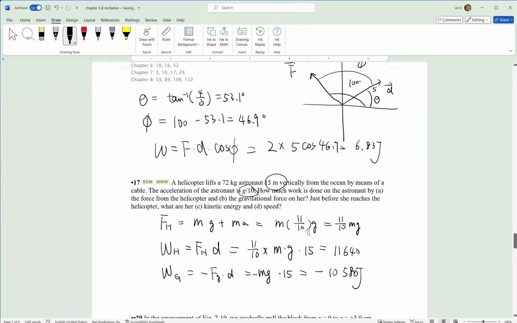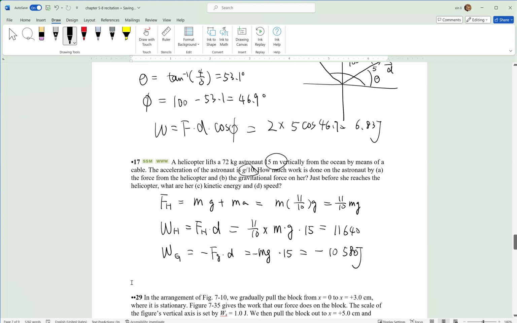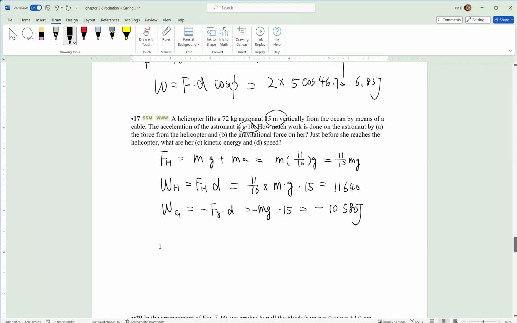And also, what you are going to calculate? You are going to calculate the kinetic energy, right? So here, the change of kinetic energy will be equal to the net work done on the object. So you are going to use this value plus this value. So 11,640 and then minus 10,580. And then you are going to get 1,060 joules, and then you are going to calculate the speed.